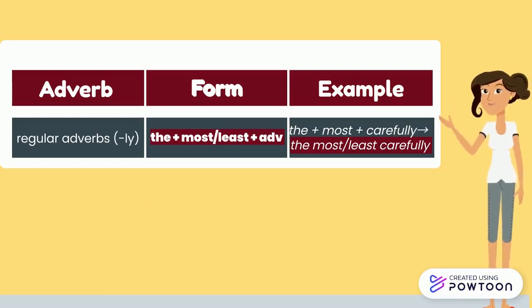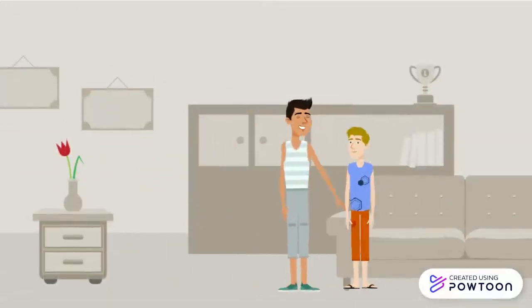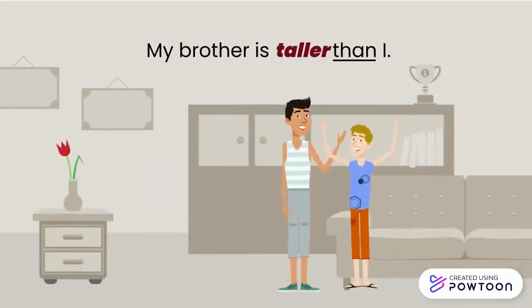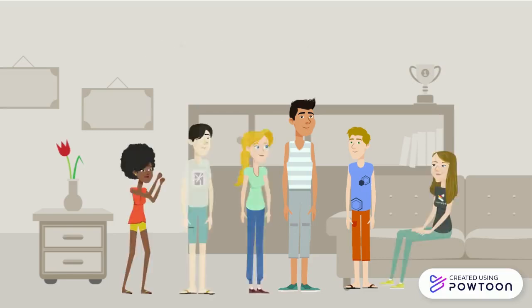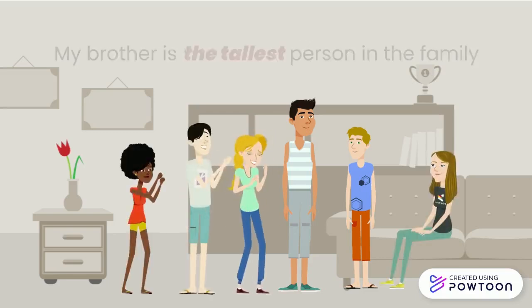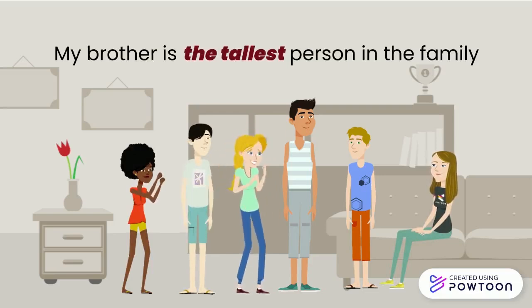Since you now know what comparatives and superlatives are, let's do a little bit of comparison to help reinforce your knowledge. In this sentence, my brother is taller than I. There were only two people being compared, so the comparative taller was used. If we want to compare more people, we would use the tallest. For example, my brother is the tallest person in the family.